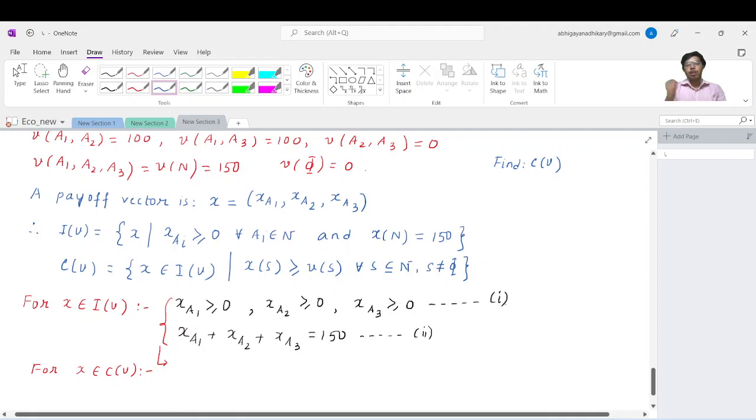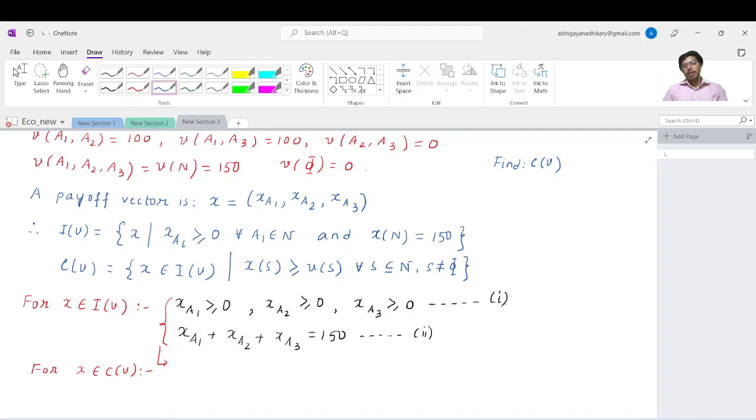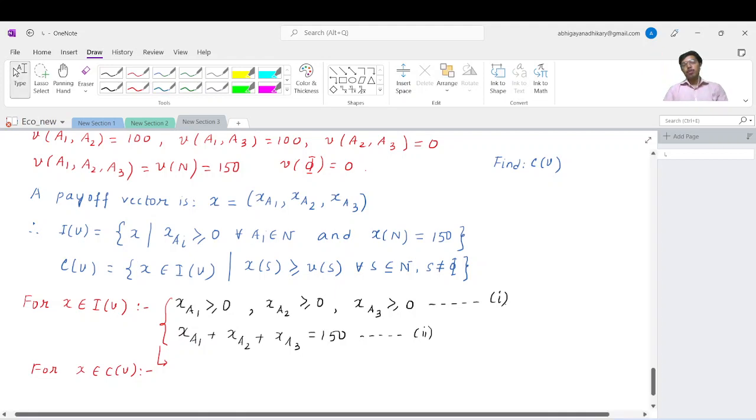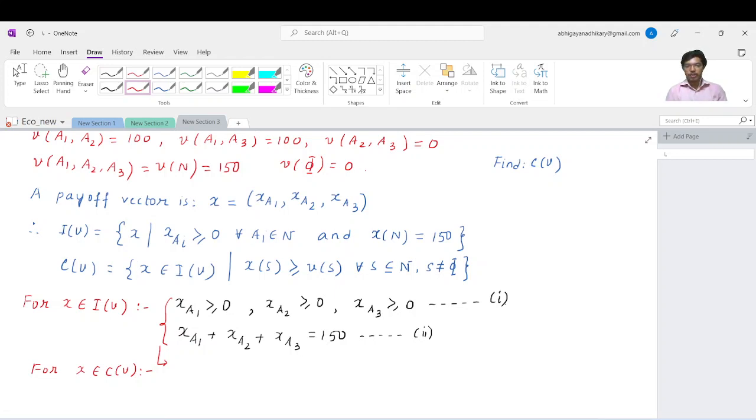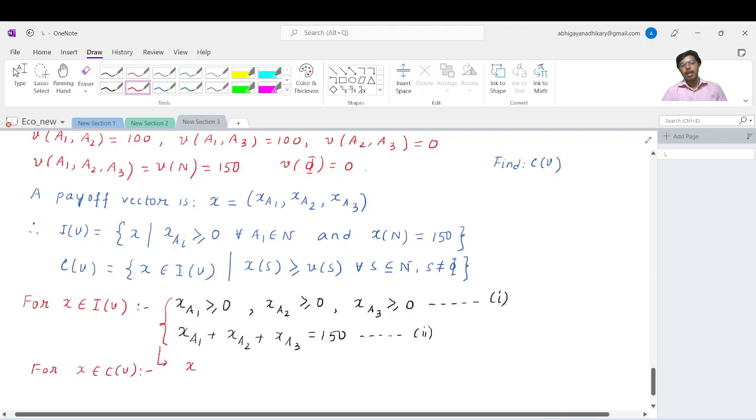Now, what can be the possible coalitions? Note one thing: the singleton coalitions have already been taken care of by individual rationality, and the grand coalition issue has already been addressed by the Pareto optimality. So, we only need to consider the strict subset coalitions. What are the possibilities? One possible coalition is a1 a2. So x of a1 plus x of a2 should be greater than or equal to v of a1 a2, which is 100. This is equation number 3.